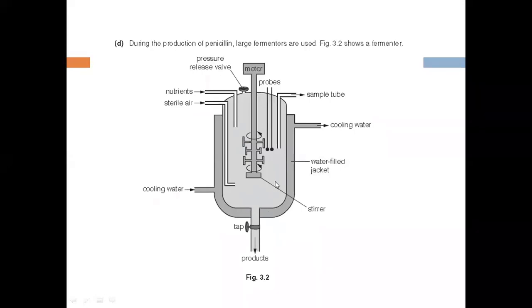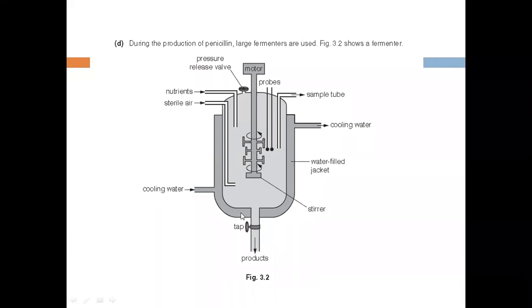In a fermenter, we are providing a controlled environment to that organism, like pH, temperature, nutrients. All these things we are providing to the organism, and they are producing the thing we are interested in. For example, here they are interested in the production of penicillin, the antibiotic. So for that, definitely they will grow fungi in this vessel, right? But this vessel should be controlled.